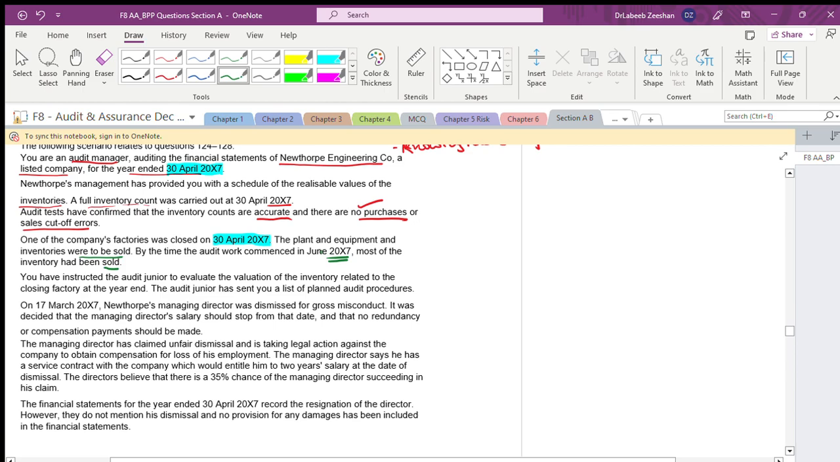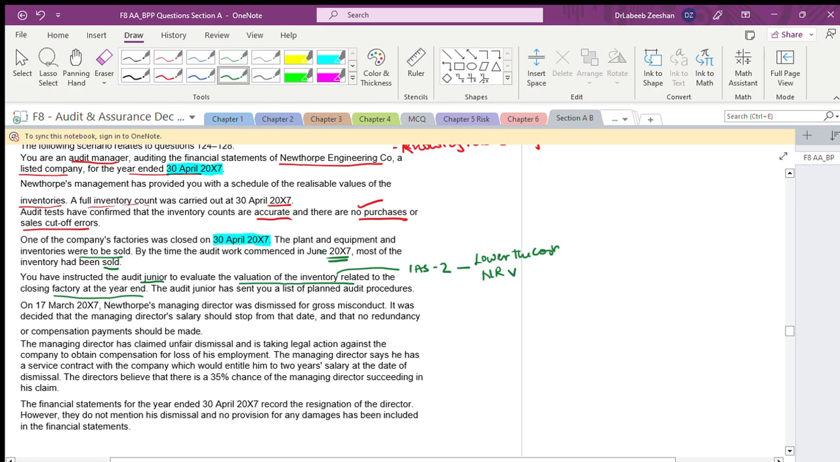Now they are focusing on the inventory. Be very clear. Automatically our thinking, our imagination, our visualization should be based on the inventory. We have to stick around inventory. What it says: you instruct your junior auditor to evaluate the valuation of inventory related to the closing factory at the year end. Now inventory is what? Why do I have to take IAS 2, International Accounting Standard 2? It says that it will be the lower of cost or net realizable value, NRV.